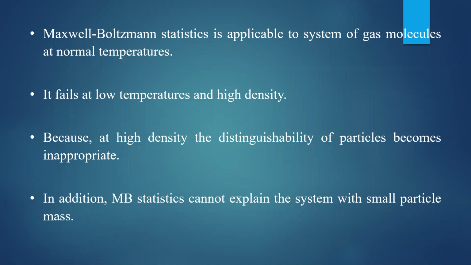Then it will fail to explain the system at a low temperature. Why can a low temperature system not be explained? We know that at a low temperature, Bose-Einstein condensation is going to happen, which cannot be explained using this Maxwell-Boltzmann distribution function. Then, at high density, the distinguishability of particles becomes inappropriate. When a large number of particles are considered, some of the particles may become exactly identical. They may not be distinguishable. Because of that, the Maxwell-Boltzmann distribution function fails to explain such a system.